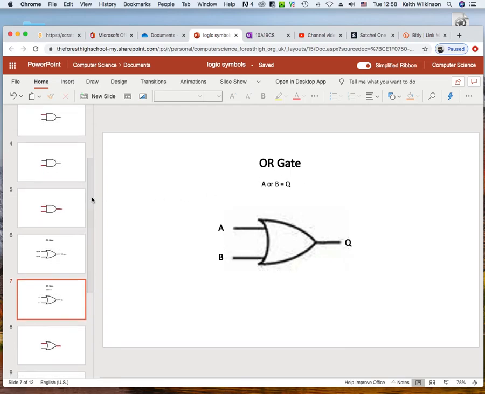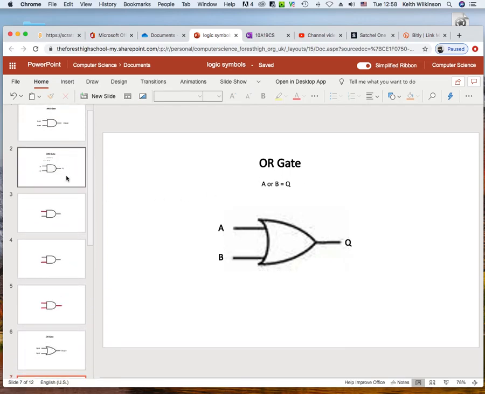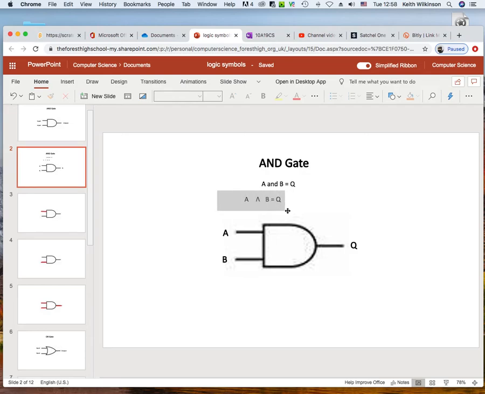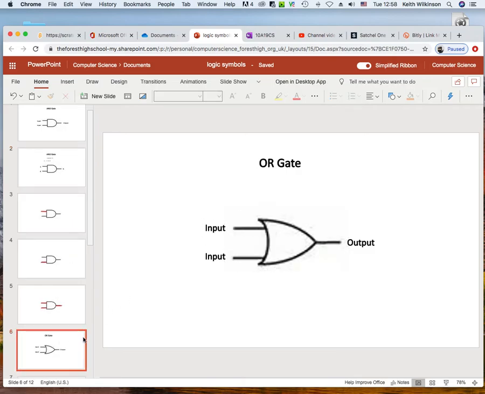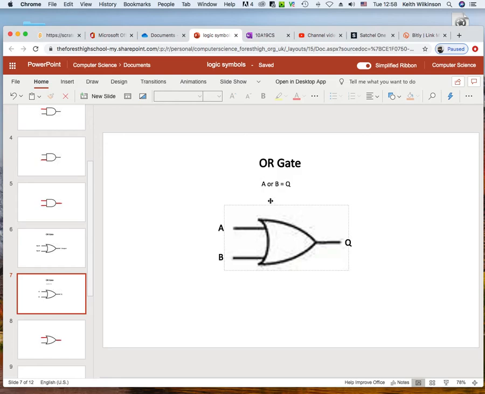And I can do exactly the same as I did before. Let me see if I can copy these and paste them onto my OR gate. Oops, wrong one. There we go. This time, instead of this symbol being upside down, V, we need it to be the correct way up. So that symbol stands for OR, so that now says A OR B equals Q.